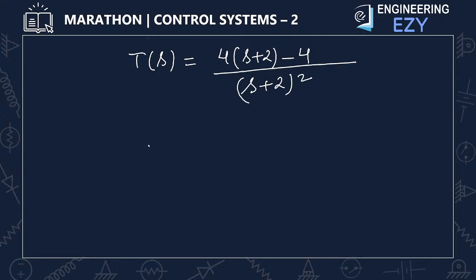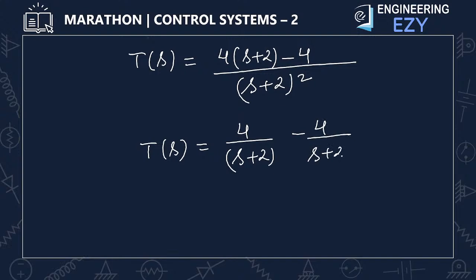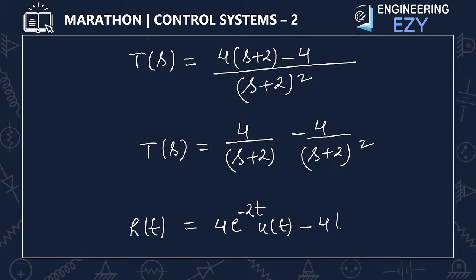It is a simplification. So what I get? T(s) is equal to 4 upon (s + 2) minus 4 upon (s + 2) whole square. If I take the inverse Laplace, I get x(t), or transfer function, is 4 e to the power minus 2t u(t) minus 4 e to the power minus 2t.